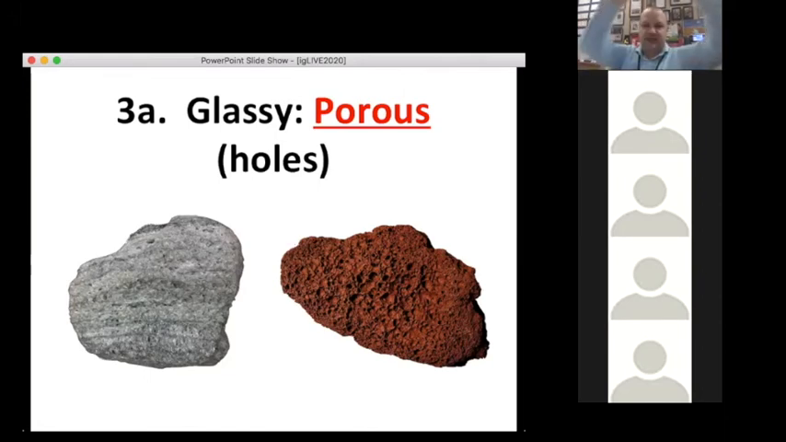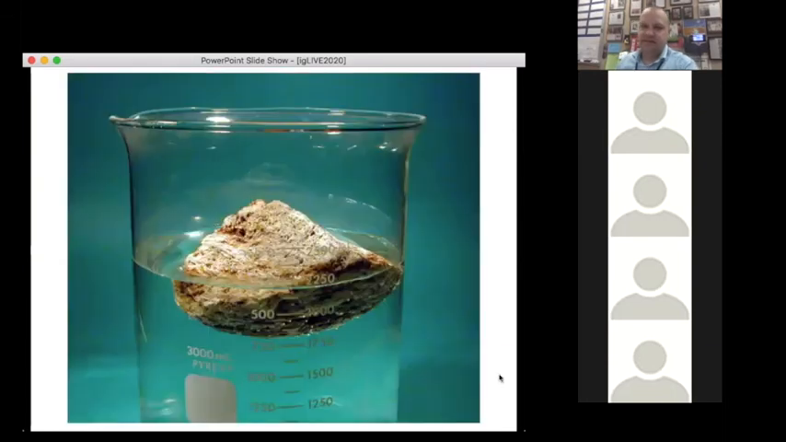The lava goes up in the air, the gas shoots out, and the rock cools all before it hits the ground. Some of these rocks have so many holes, so much pore space, that they can float in water. This is a rock called pumice, and pumice can be very, very light, or undense.